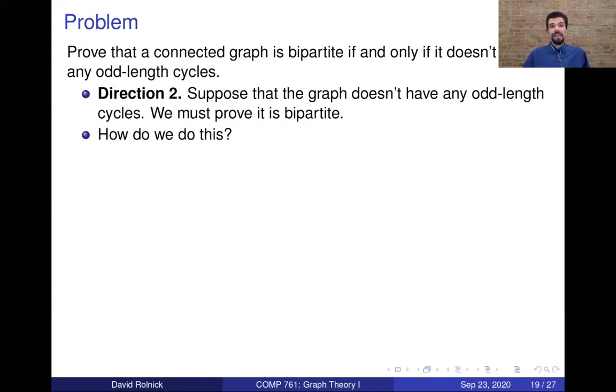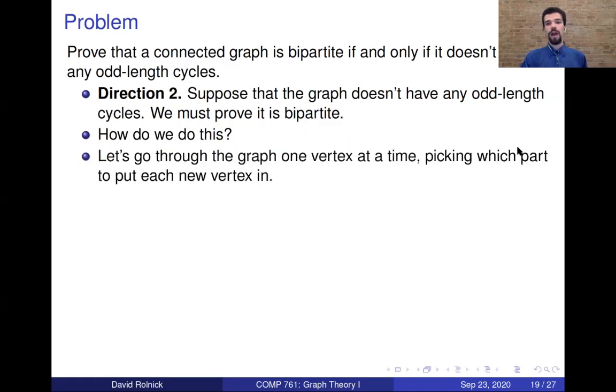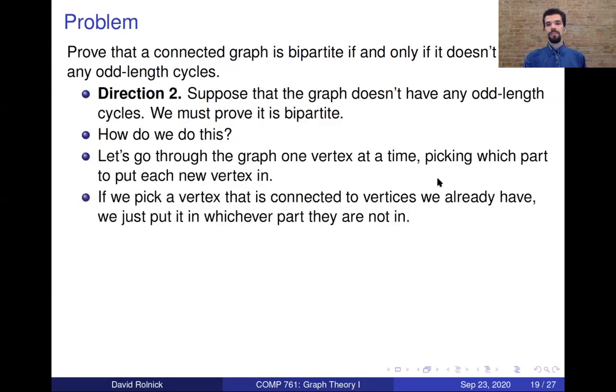Something's bipartite if you can color the vertices red and blue so that no 2 red vertices are connected, and no 2 blue vertices are connected. So go through the graph 1 vertex at a time, picking which part to put each new vertex in. If we pick a vertex that's connected to vertices we already have, then what do we do? We're clearly going to have to try to put it in the other bin, the other color. If it's connected to some red things, then we make it blue. If it's connected to some blue things, then we make it red.